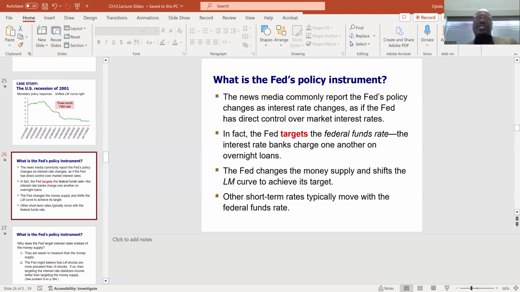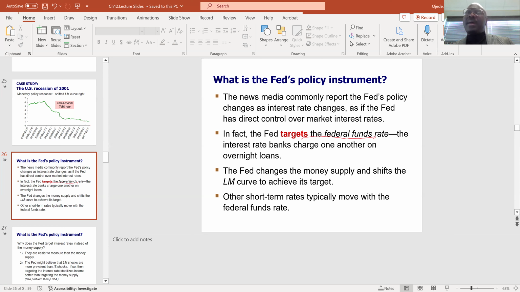Okay, I just want to talk briefly about the Fed's policy instrument. So when the Federal Reserve is changing the money supply or decreasing the interest rate, which interest rate does the Fed target? The Fed does not target the market interest rate. The Fed targets what we call the federal funds rate. The federal funds rate is the overnight interest rate that banks charge each other when they loan each other funds.